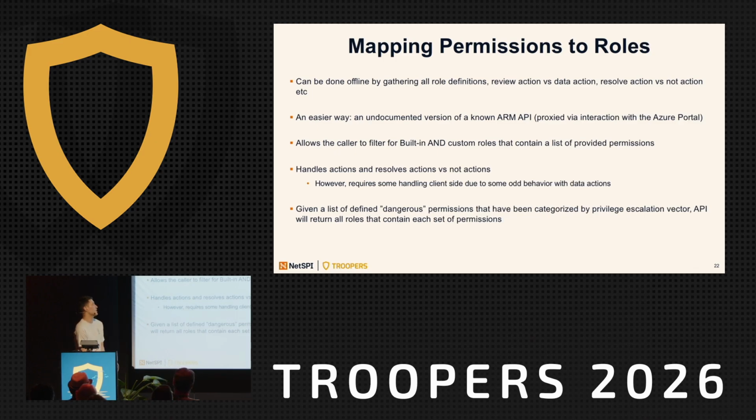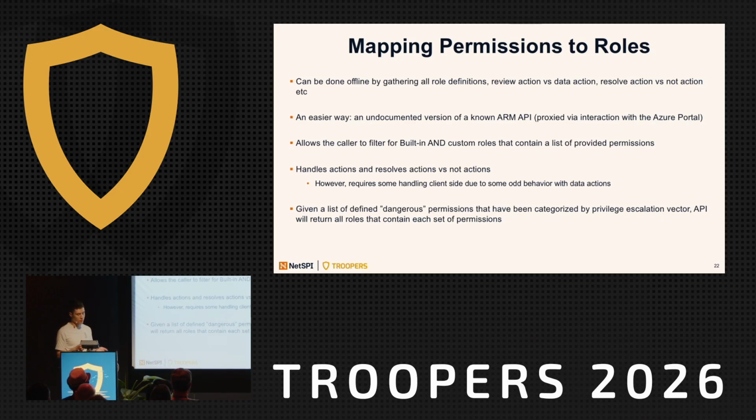So that takes us to, well, how do we gather these things? How do we map these things out? Pre-AI, pre-Claude, I started doing this a few years ago, and it was a lot of work. I had to look at role definitions, review actions versus data actions, and resolve not actions and things like that. And I was like, okay, this is fine, until I found an undocumented version of a known API just by proxying around the Azure portal.